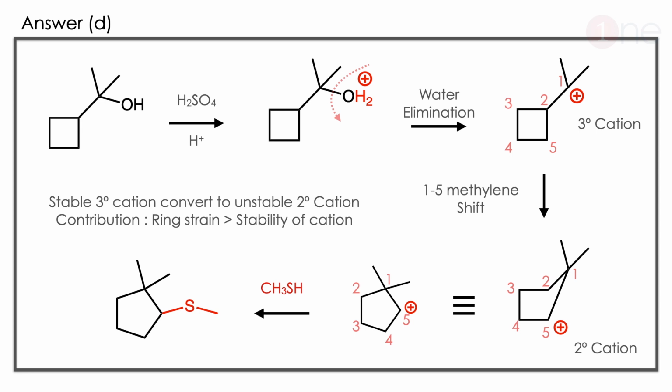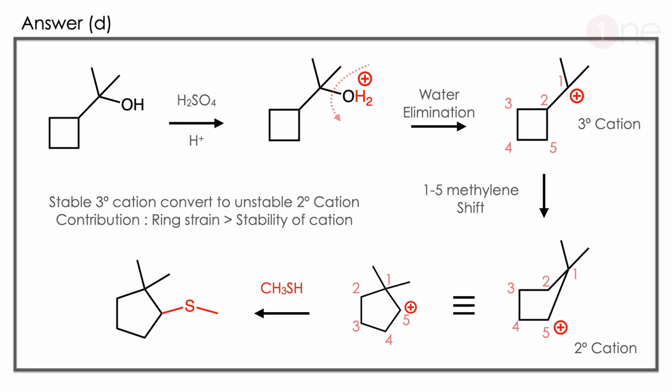The answer is D. Let us see how. The starting material is an alcohol. We very well know that. So we use acid. So acid attacks the OH. So it forms OH2 plus. Then the OH2 leaves as water. So water is a good leaving group. It leaves and a cation is formed.